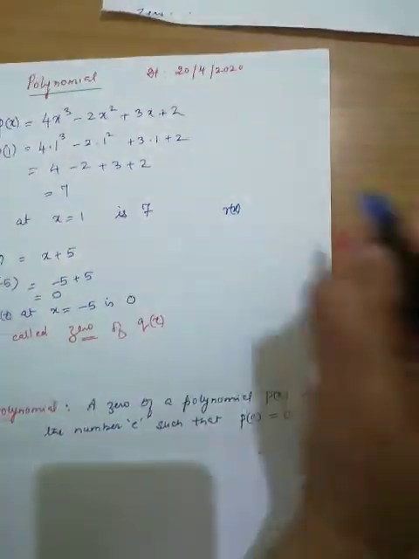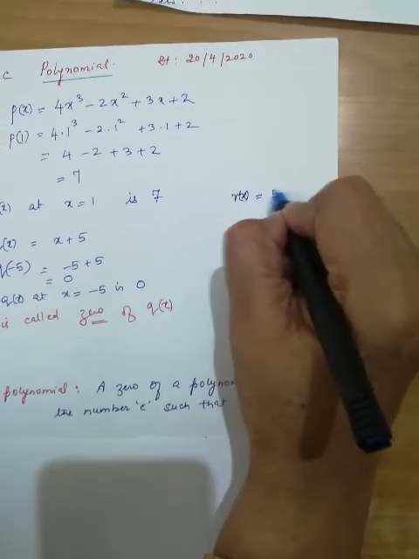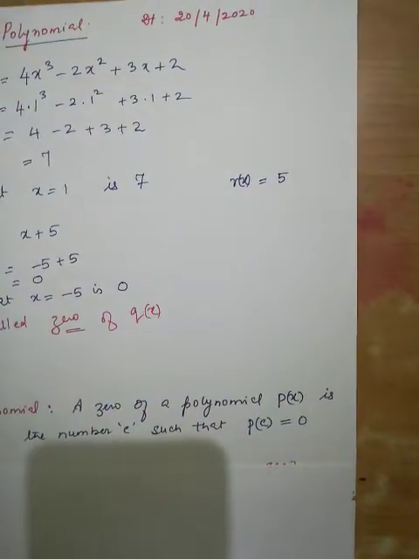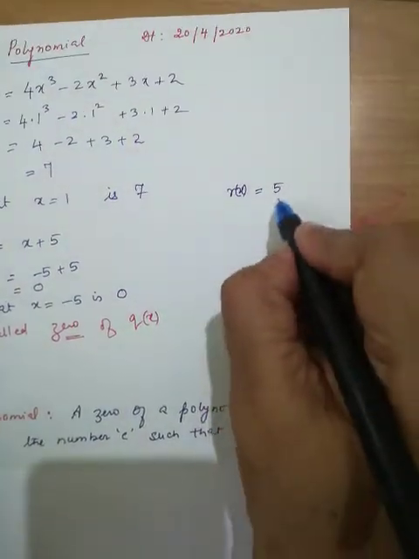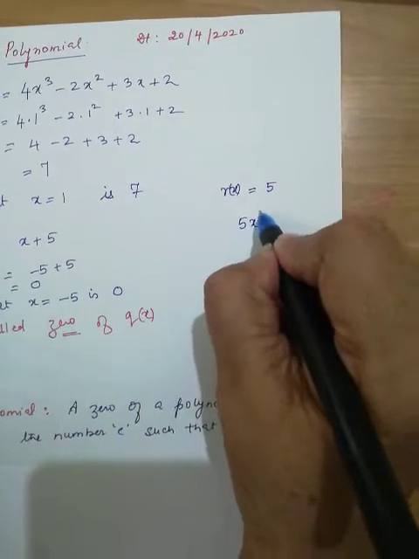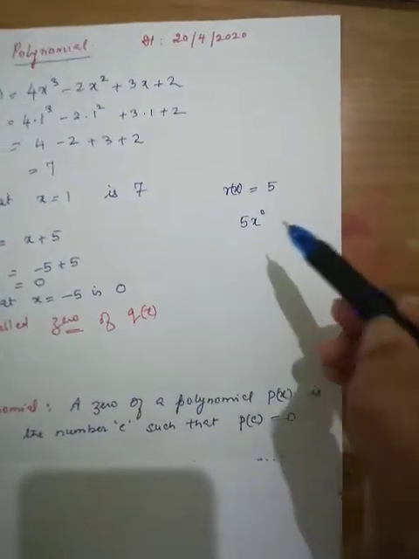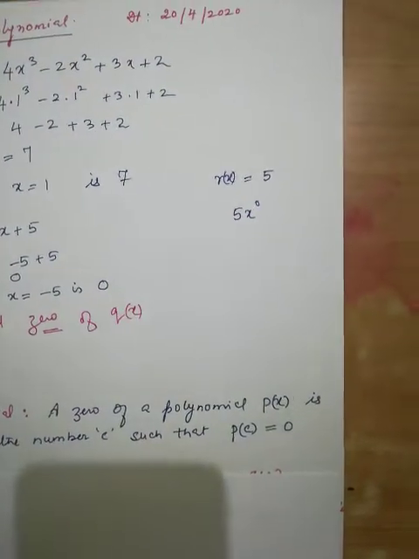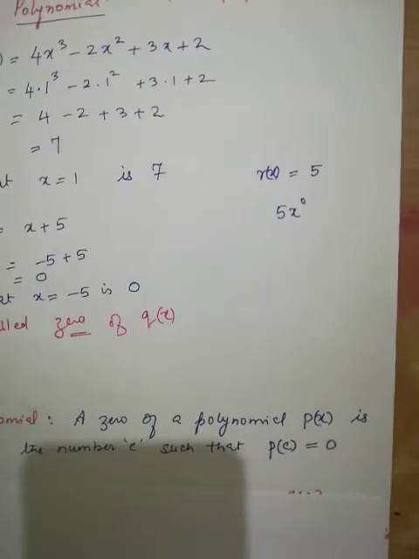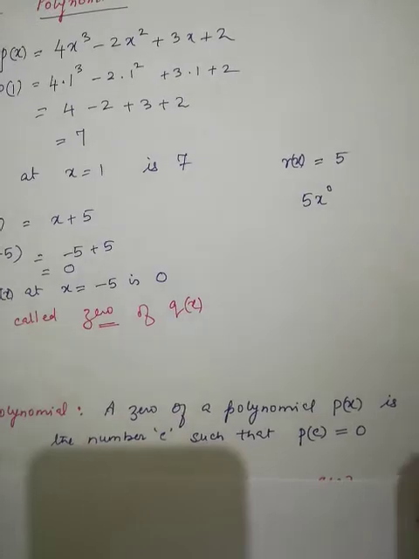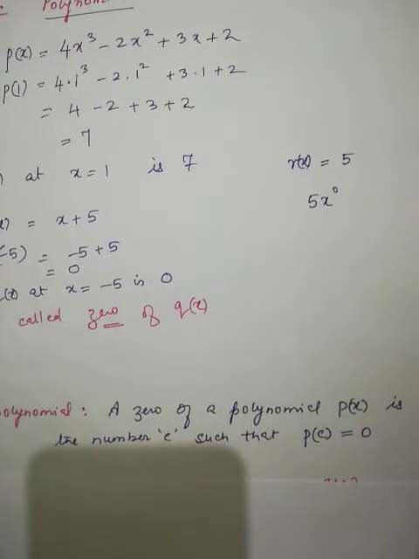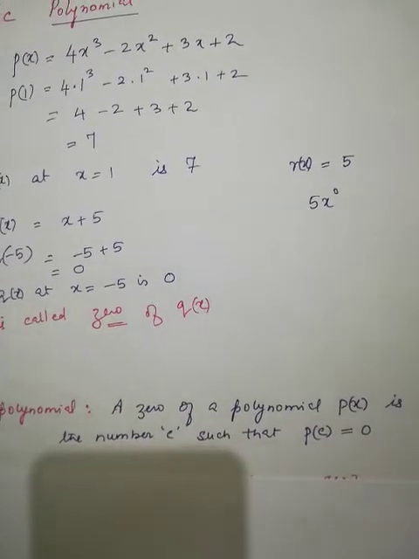Okay, so now let me take another example, and that example we will take as r(x). We'll change the name, and now I'll take a constant polynomial 5. We know 5 cannot become 0 because 5 can be written as 5 into x to the power 0, right? Whatever value you put for x, the answer will always be 5. It will never become 0, isn't it? Therefore, the constant polynomial has no zeros.